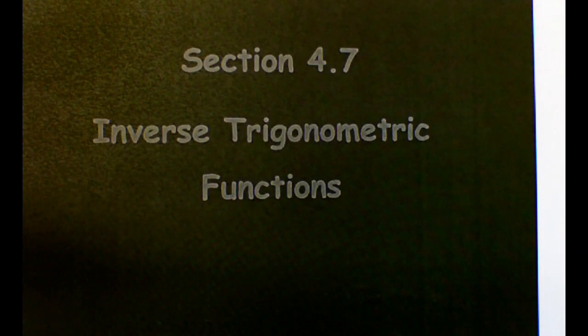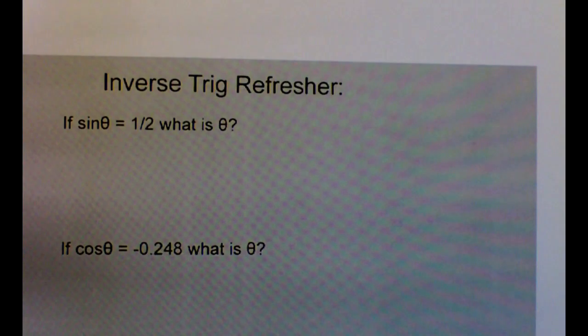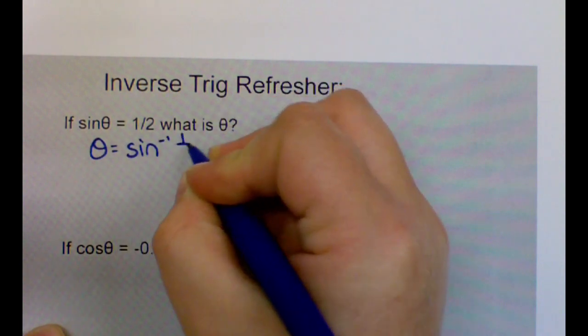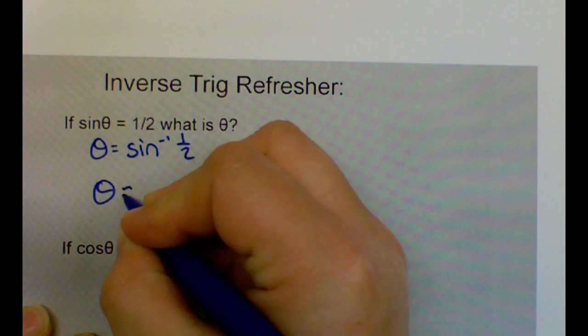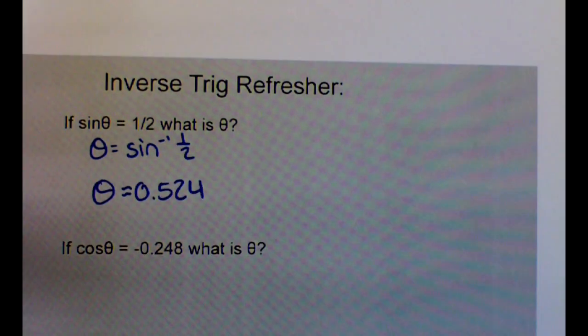All right, this is section 4.7, inverse trigonometric functions. So we've already talked about inverse trig before. If sine of theta is 1/2, then remember we take theta equals sine inverse of 1/2. We type that in our calculator, second sine of 0.5. It's going to give me theta is about 0.524 because I'm in radians.